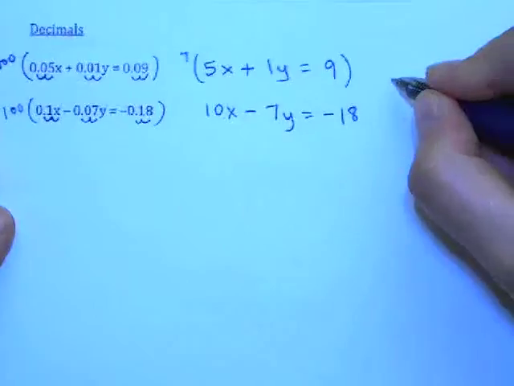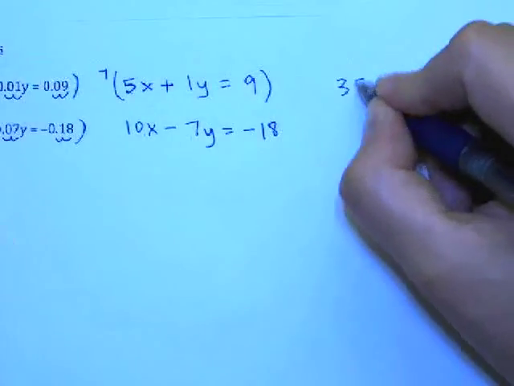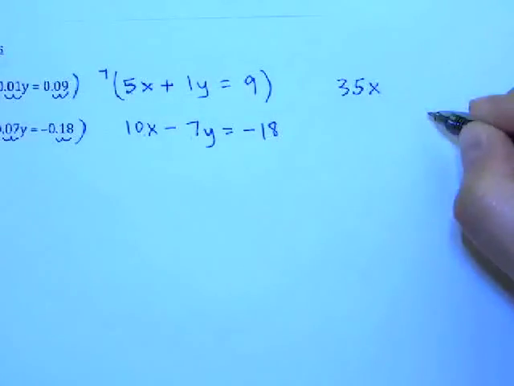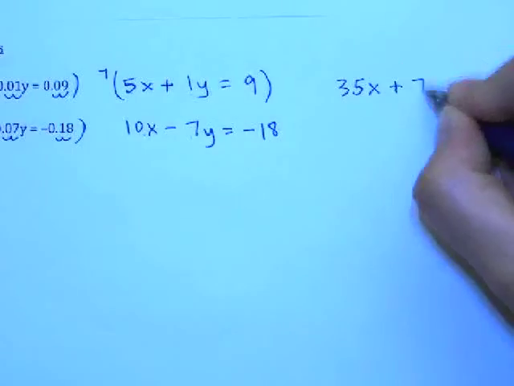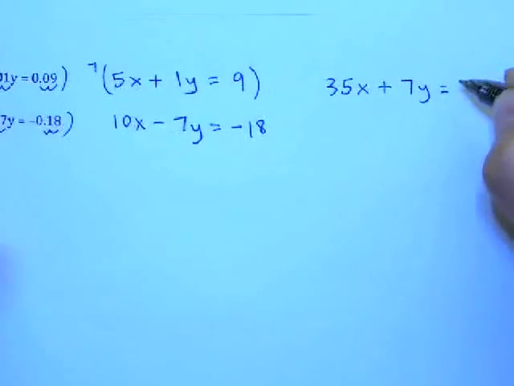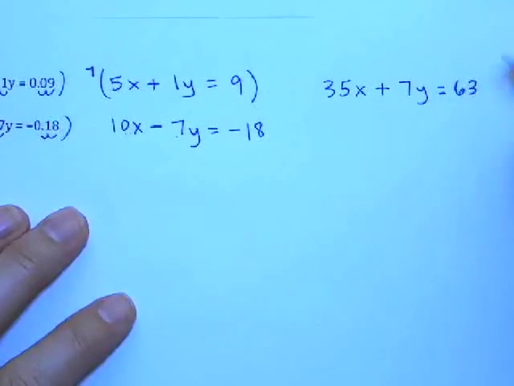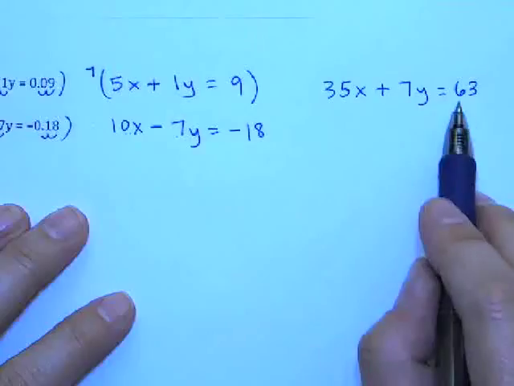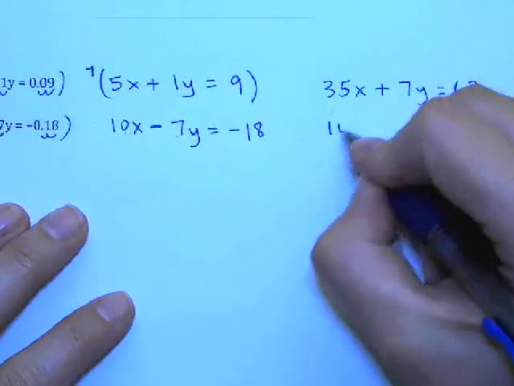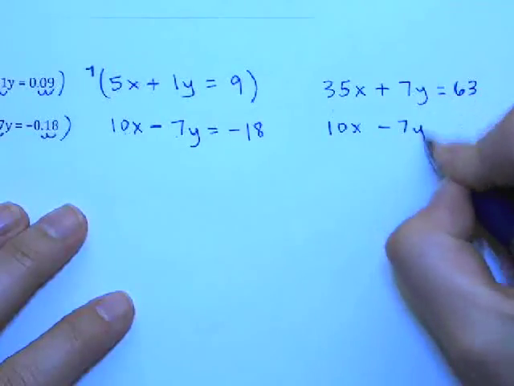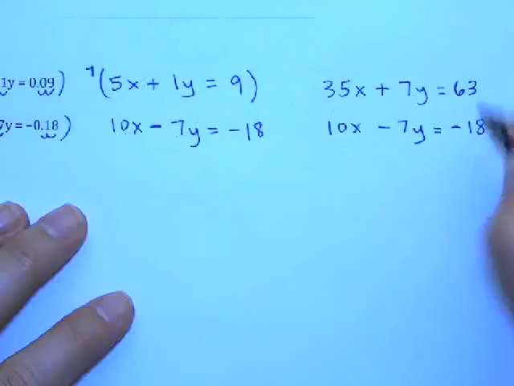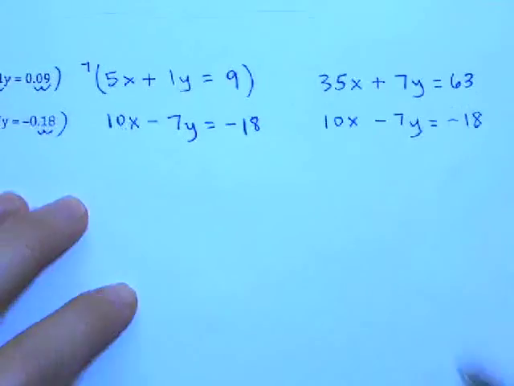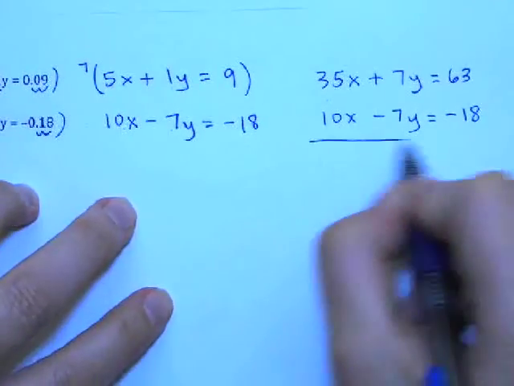7 times 5x is 35x. 7 times 1y is plus 7y. And then 7 times 9 is 63. We've got to remember to multiply all 3 parts. The bottom stays the same: 10x minus 7y equals negative 18. Now we see that we have these opposites, and we're ready to add our 2 equations together.